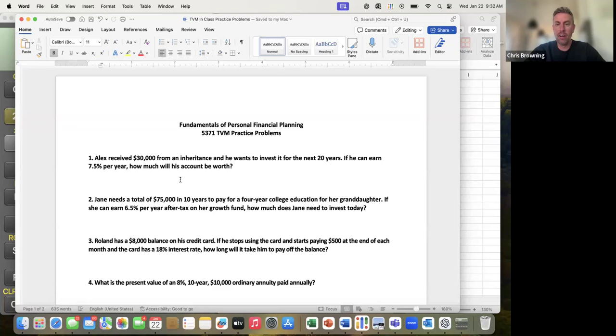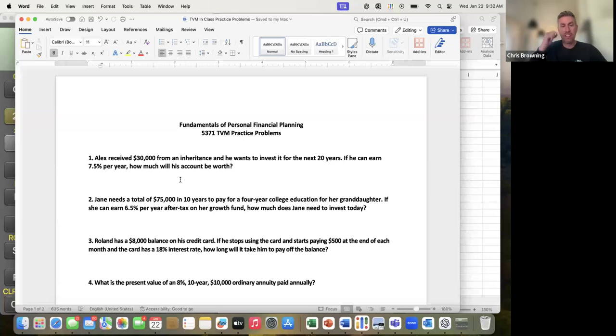And so the question then becomes, is there something in this problem that happens on a recurring basis for a set period of time? And the answer is no, right? We have an inheritance. That's a one-time event. Alex wants to invest that inheritance. That's also a one-time event. And he wants to know what it's going to be worth at the end of 20 years given an interest rate. So the answer to the payment question here is no.